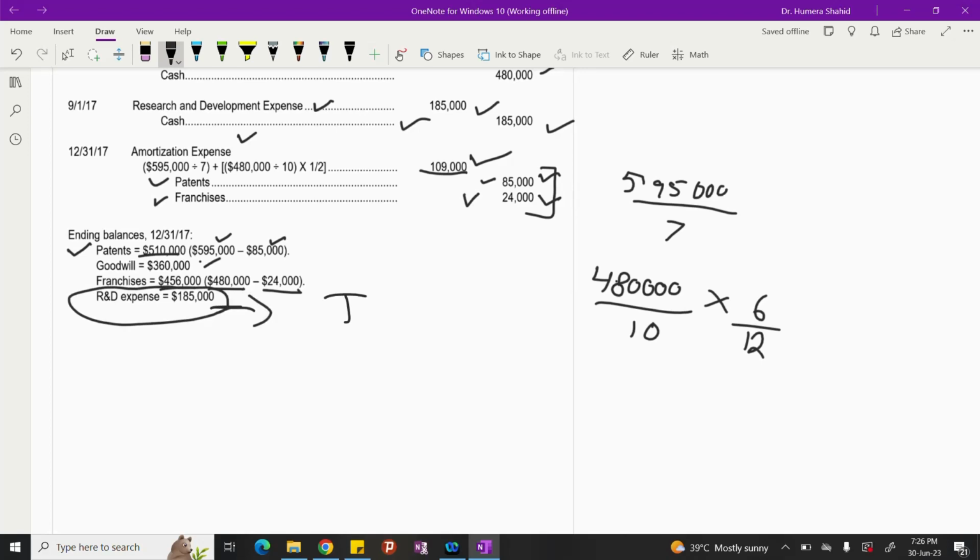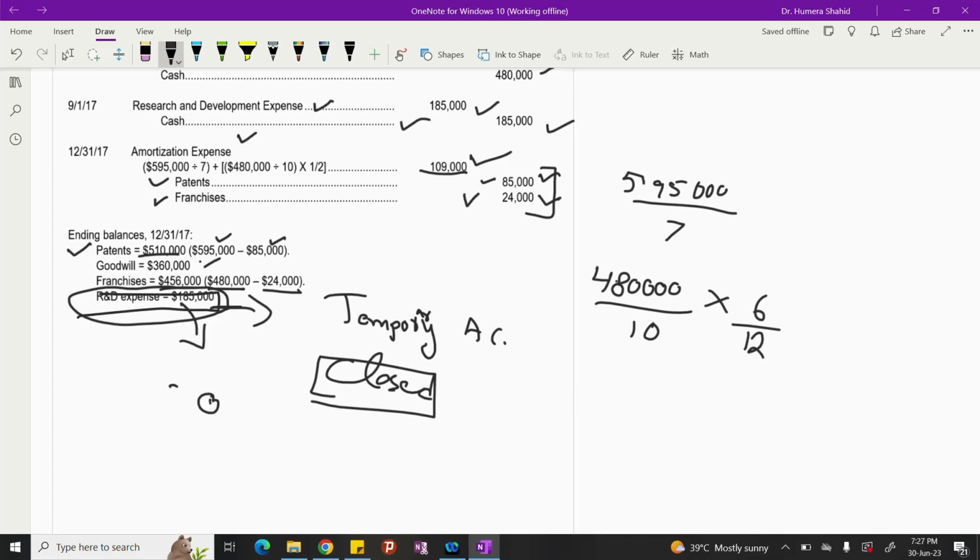Research and development expenses are temporary accounts. So all the temporary accounts are closed, right? So basically its balance will be closed. There will be nothing because at the start of every year the balance is zero, but because they are asking for the end of the year, you can write 185,000. You can also write zero because ultimately it will turn to zero. Why? Because it will be closed to retained earnings later on.